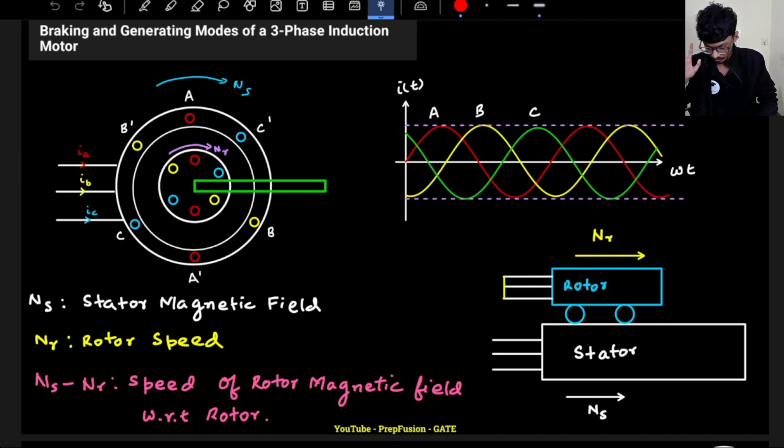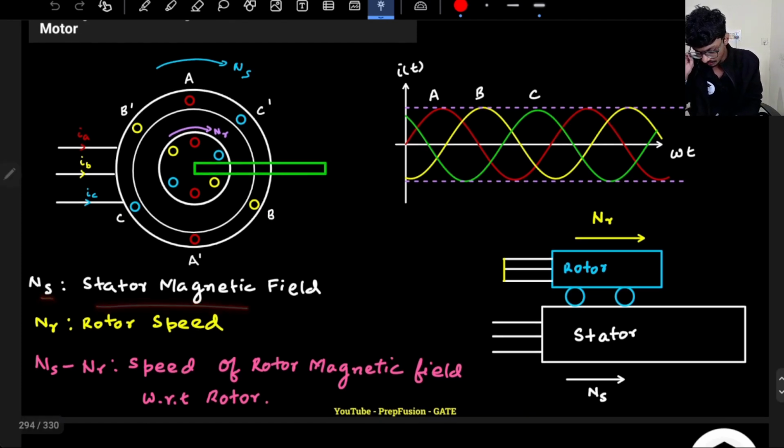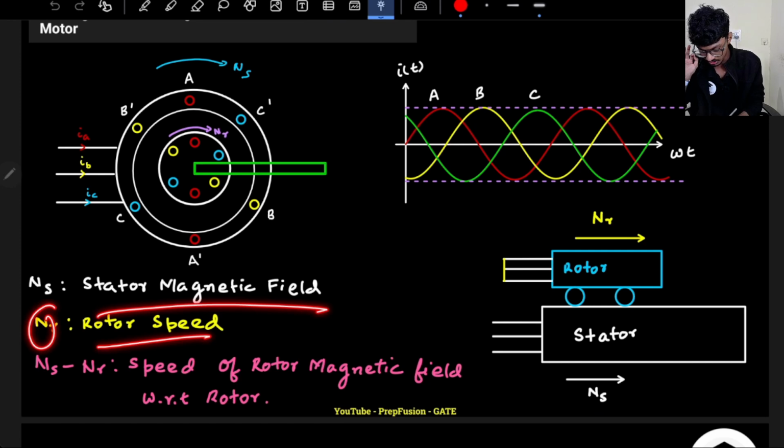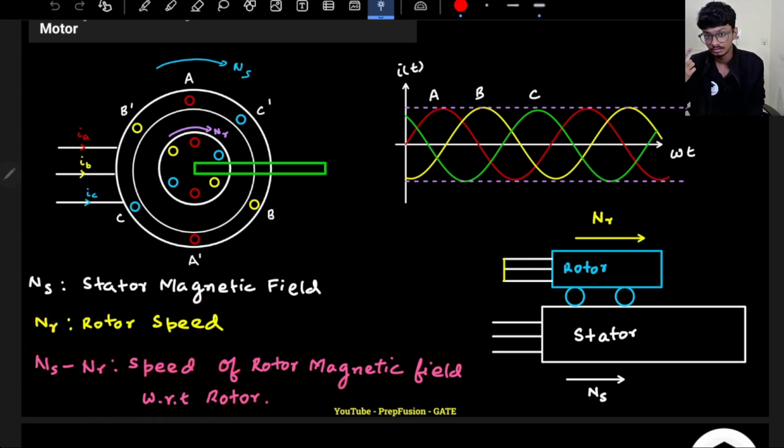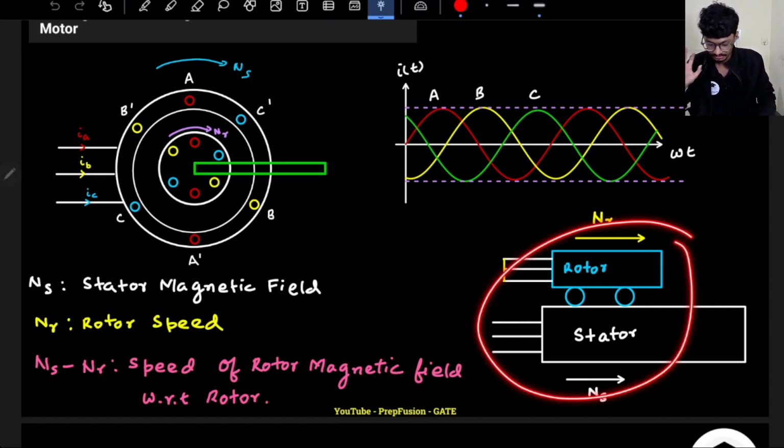So this was the overview. ns is the speed of the stator magnetic field, nr is the rotor speed, and ns minus nr is the speed of the rotor magnetic field with respect to the rotor, because with respect to the stator, what is the field speed? Ns. We already discussed this in the first lecture, right? So this is the criteria.